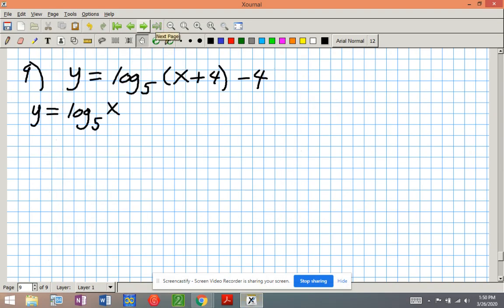Okay, this next one's tricky, probably the trickiest graph we have on this assignment. You're graphing a log function. So the log function that we're graphing is y equals log base 5 of x plus 4 minus 4 on the end.